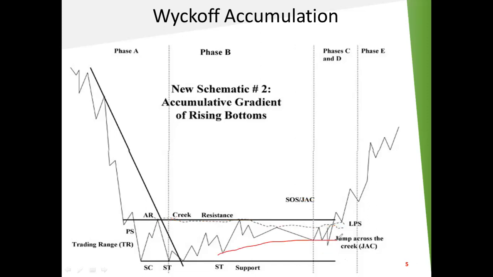So this is the lifting of bottoms taking place, and one thing common in this one is we are having an LPS, which is a pullback towards the resistance formed across the automatic rally or automatic reaction. This is something which is considered while observing accumulation phases. Now in the previous example, we saw one or two tests towards the support, and in phase C we had seen a spring and then a test.